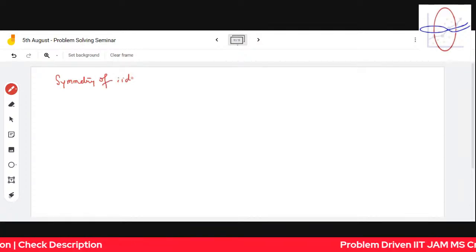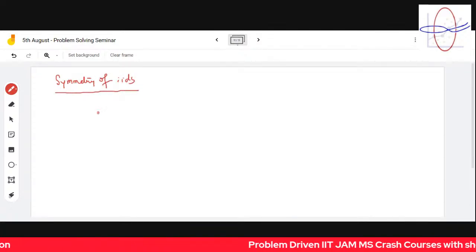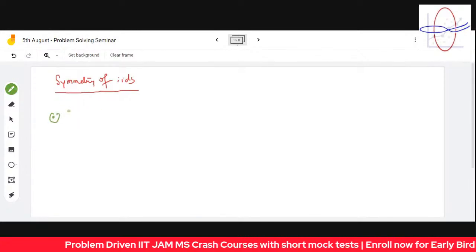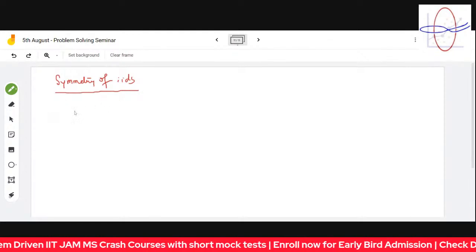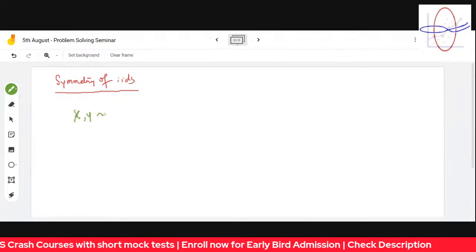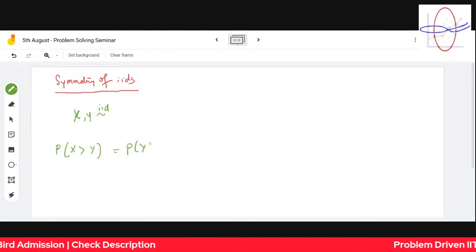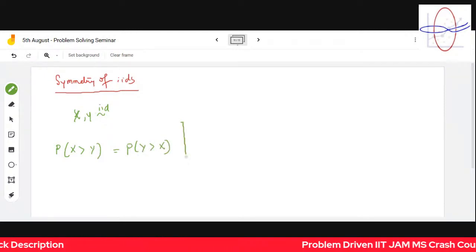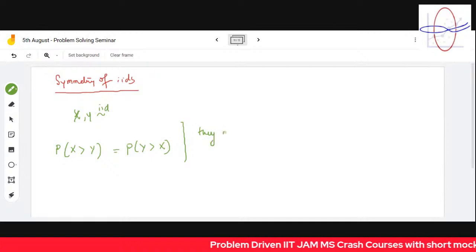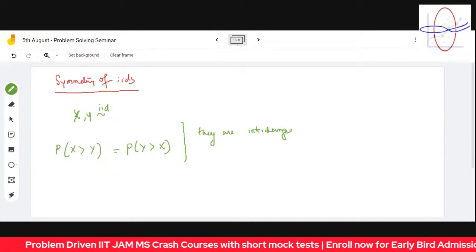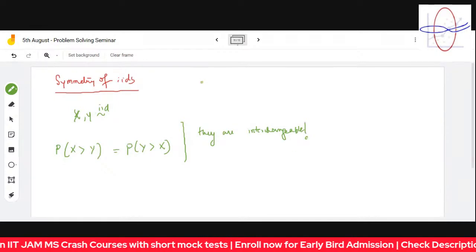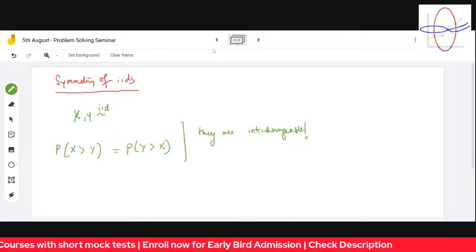Symmetry of IIDs. This is a really important problem solving step. If X and Y are IID, then probability X greater than Y is equal to probability Y greater than X. The idea is that they're interchangeable. The random variables are interchangeable. This is the basic idea, and we will use this property.